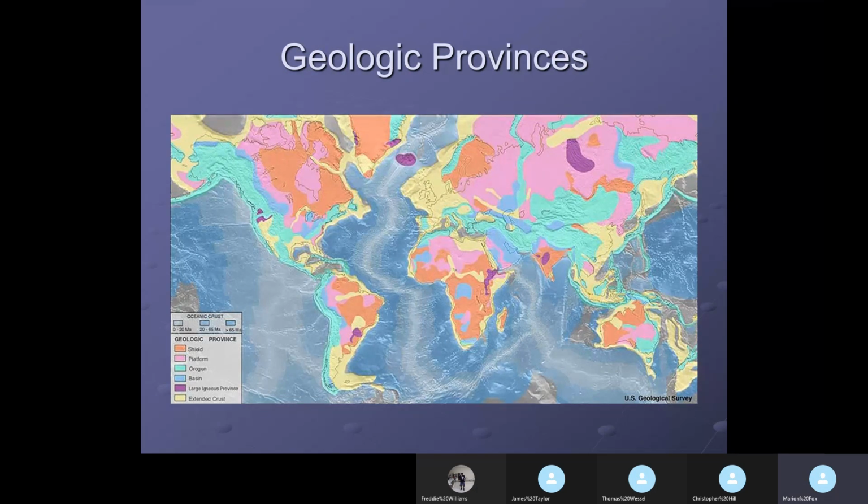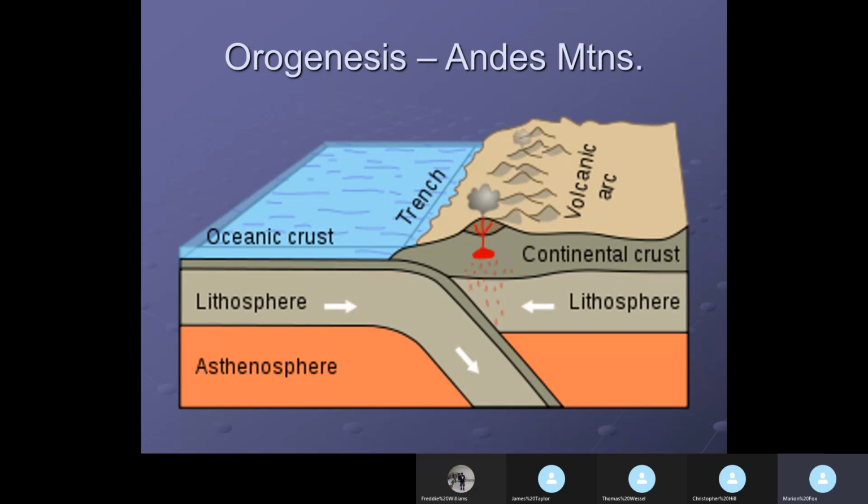Here's your geologic provinces, and we won't go into this any further, but this is the geology of the Earth and the various kinds of things they have. We won't go any further into that. I won't spend more time on that, but that's kind of what it looks like.